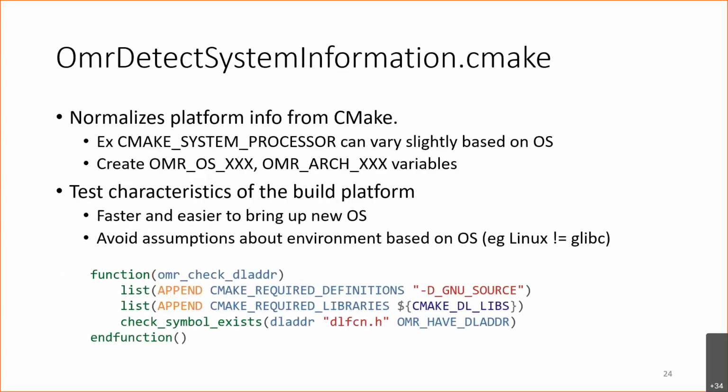So moving on to some of our CMake modules. The first important one is OmrDetectSystemInformation. This has two functions. The first will be normalizing the platform info that we get back from CMake. As an example, CMAKE_SYSTEM_PROCESSOR might tell us x86_64 if we run the build on Linux, but if we run it on OS X, it might tell us AMD64. So the first thing we do is normalize all this information and create our own variables, or sorry, just regular variables, to communicate this back, so we can have a more consistent experience.